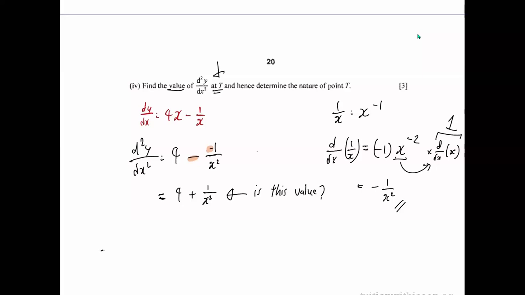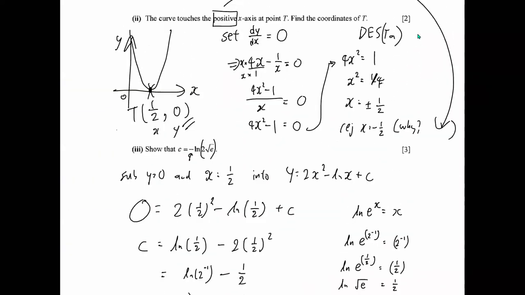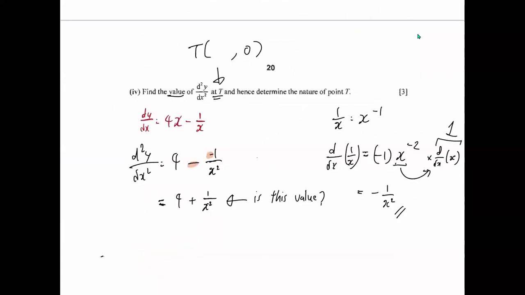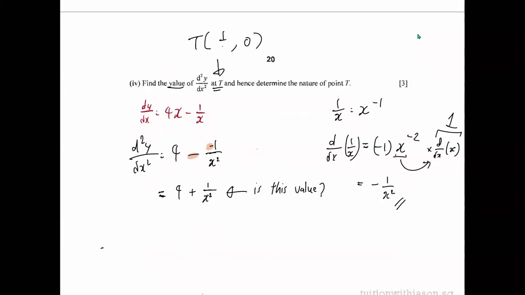Sub in at t, right? What were the coordinates of t again? Something, 0. Let's see the graph. Half. So all you need to do is to substitute. Yes, that's it. Just substitute x equals half. That's all they're asking you to do. Okay, this is the notation for substitute.